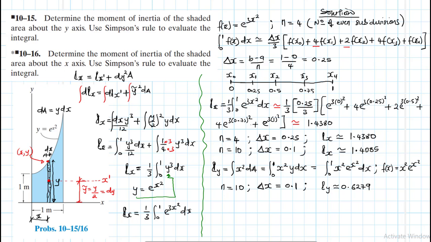So we can now finally say our moment of inertia about the x-axis is approximately equal to 1.408185, and the moment of inertia about the y-axis is approximately equal to 0.6279. Both of these are in meters to the power 4. So this is about it.